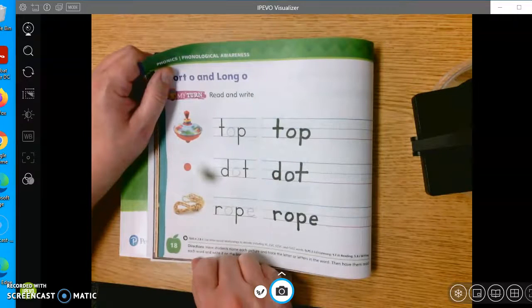Okay? All right, boys and girls, we're going to stop right there. Thank you for working with me today on our short O and long O sounds.